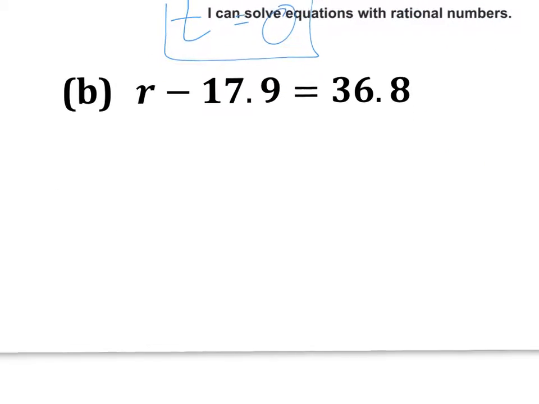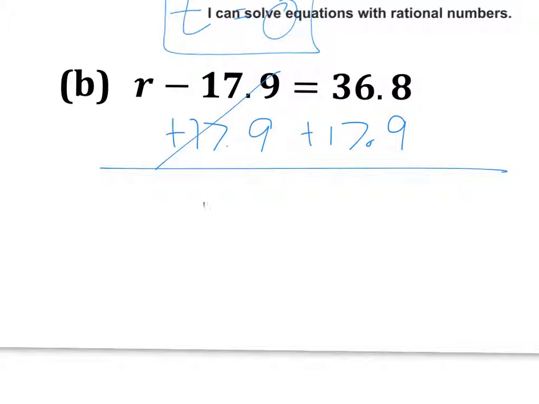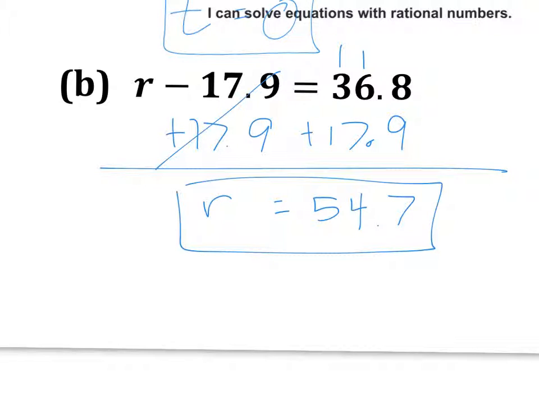For problem B, in order to get r by itself, we would be adding 17.9 to both sides. Make sure you line up those decimal points when you show that work. They cancel on the left. You pull down the r, you pull down the equals. We add the 8 and the 9, carry the 1. We add the 4. Put down the 4, carry the 1. And we get r equals 54 and 7/10.